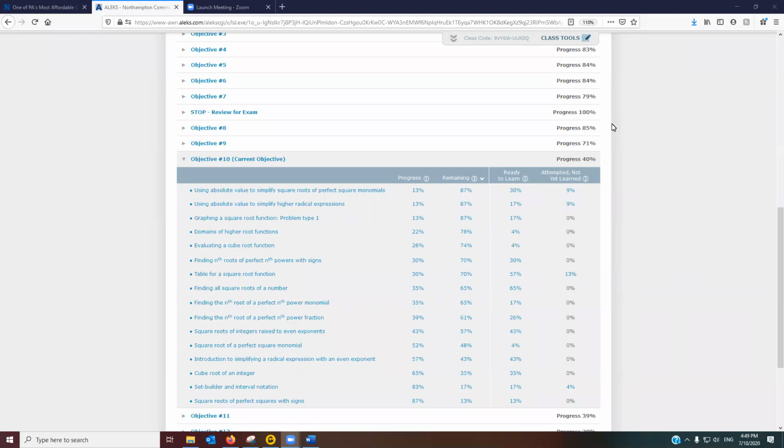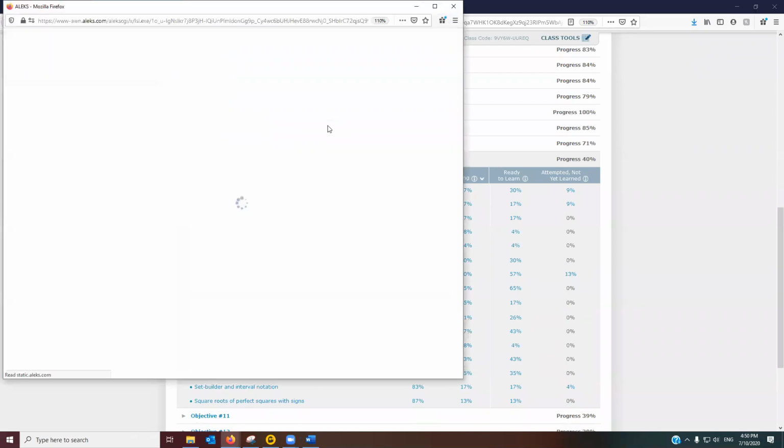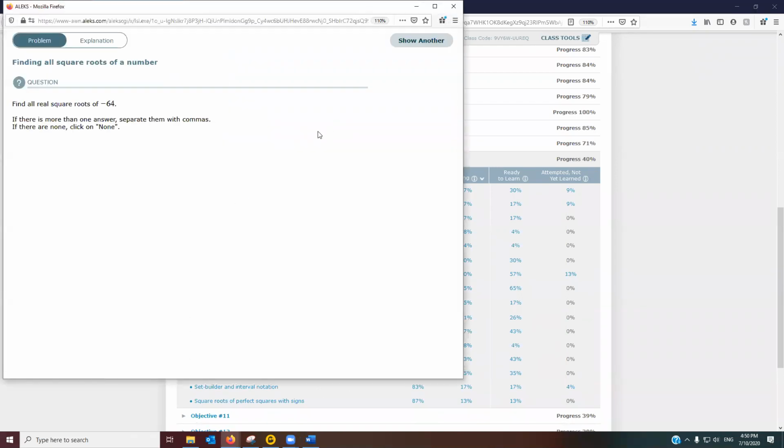I'm recording a video for MATH026. This is Objective 10 in ALEKS, and I want to do a few of these examples. Most of these have to do with finding square roots and cube roots and things like that. So let me start off with an example about finding square roots of a number.